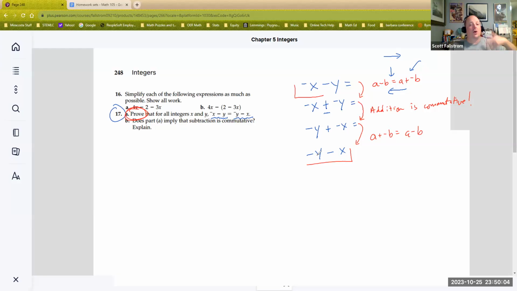So again, I said that's one way that you can do it. The other way that you could prove this theorem is you could prove that things are equal because they're additive inverses of the same thing. So what would that look like?